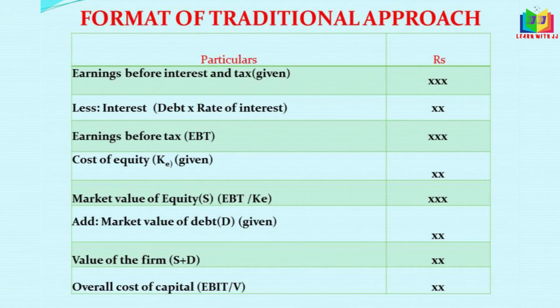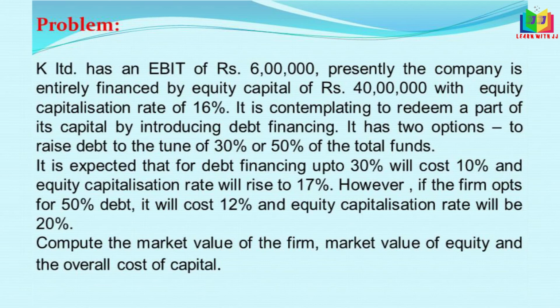Next, we have to find the overall cost of capital. The formula is the same as in the NI approach, that is EBIT divided by V. We can get the overall cost of capital here. Now we'll see one problem under this traditional approach.